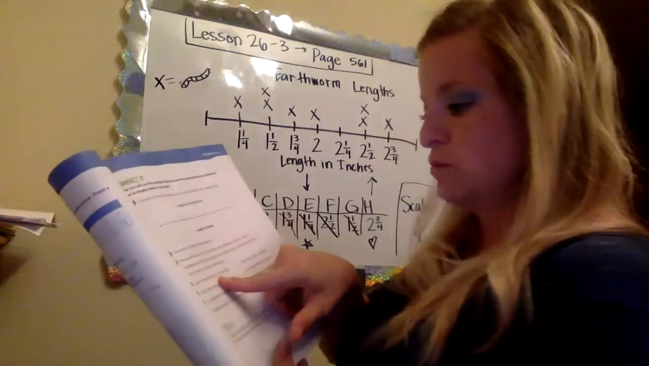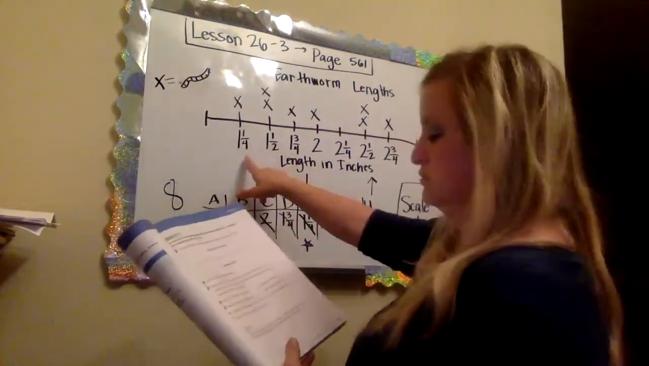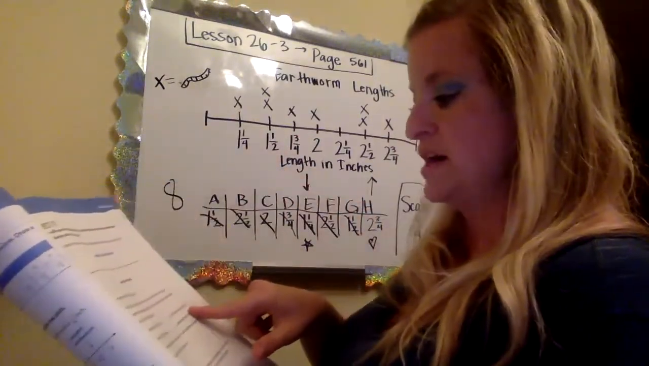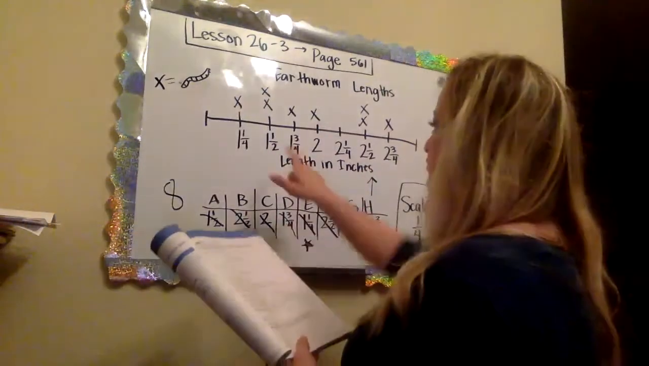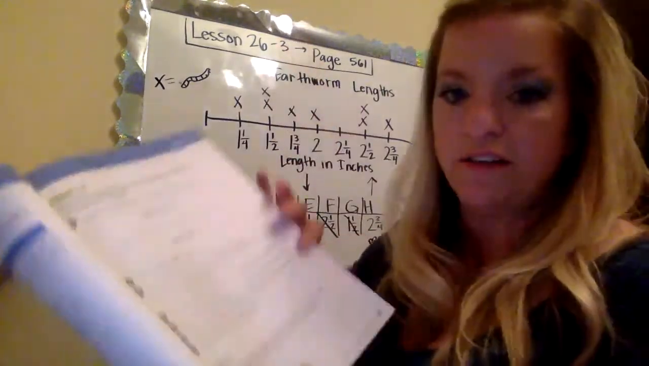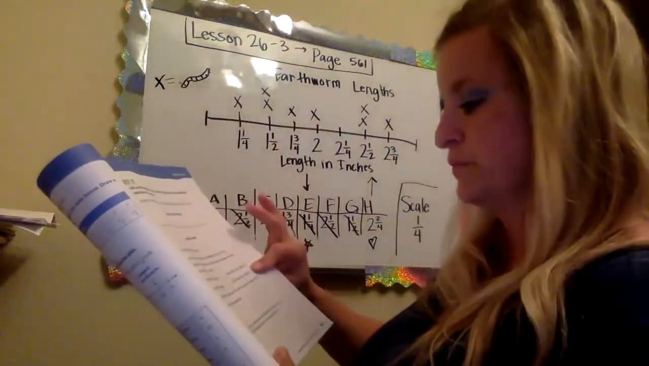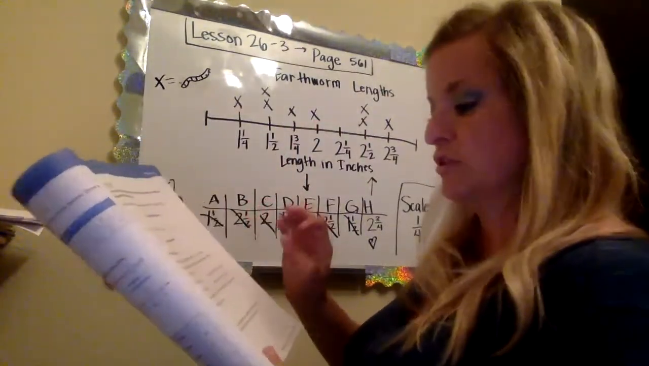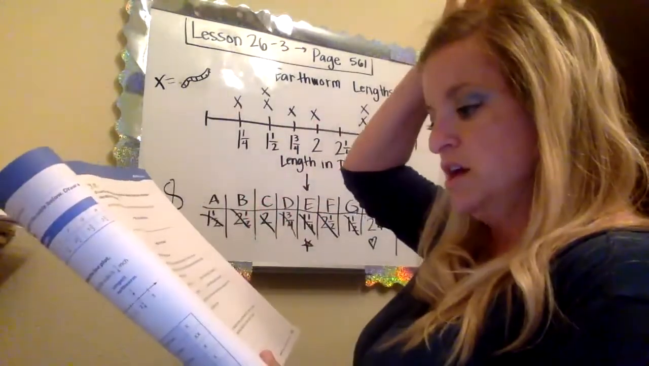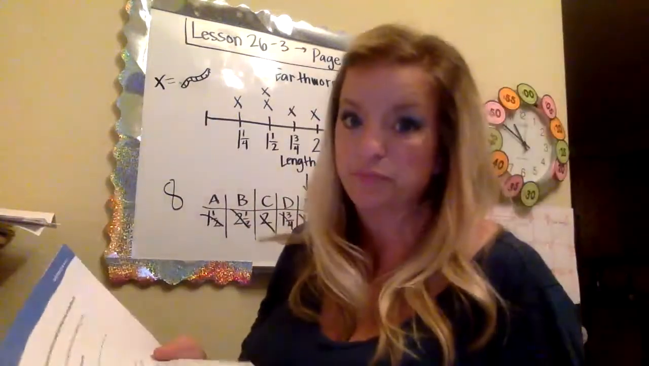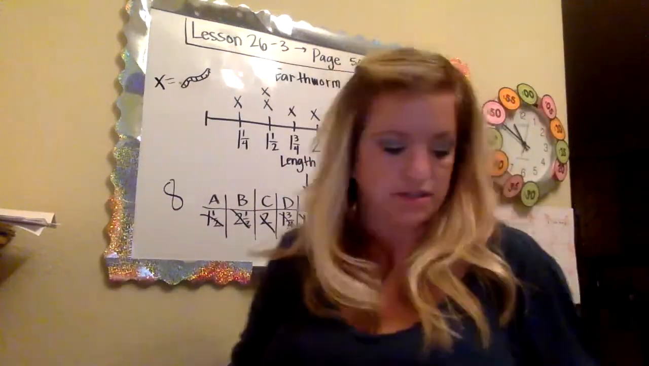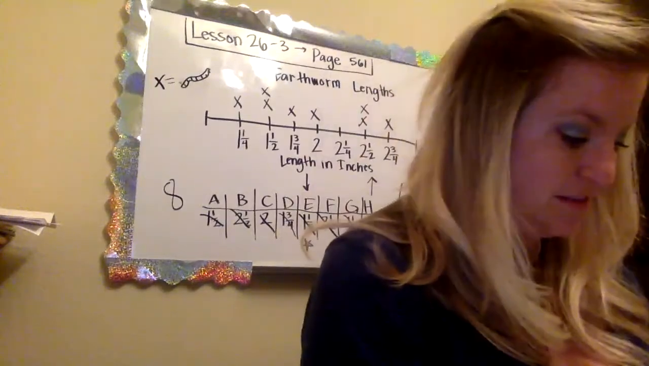How many worms are 1 1/4 inches long? 1. Draw that many X's above 1 1/4. Done. How many worms are 1 1/2? 2. Draw that number of X's above 1 1/2. Complete the line plot. Done. Explain what each X on the line plot stands for. It stands for 1 worm. All right, that is that.